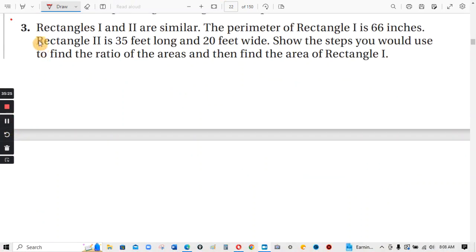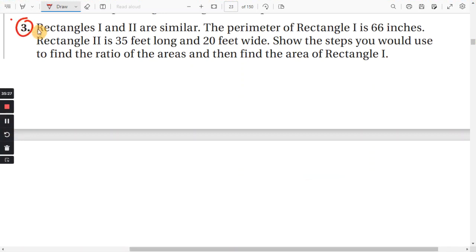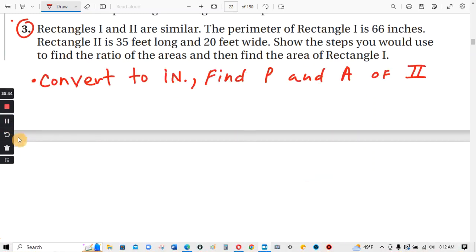All right, please try number 3. It says rectangles 1 and 2 are similar. The perimeter of 1 is 66. Rectangle 2 is 35 feet by 20 feet wide. Show the steps you would use to find the ratio of the areas, and then find the area of rectangle 1. All right, I'll give you a hint. You want to convert it to inches because they gave you rectangle 2 in feet, and find the perimeter and area of rectangle 2. Start there and then set up the fractions.